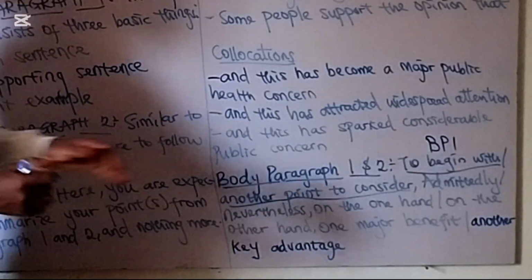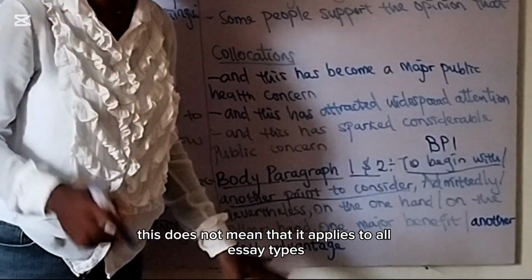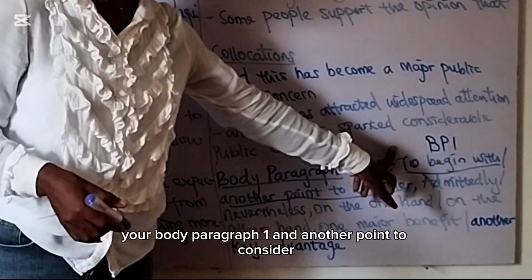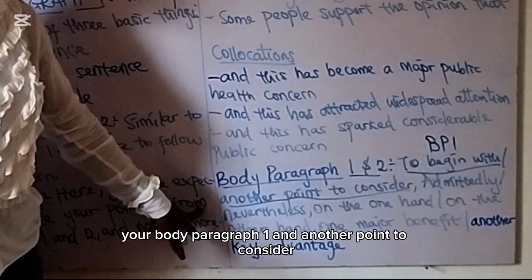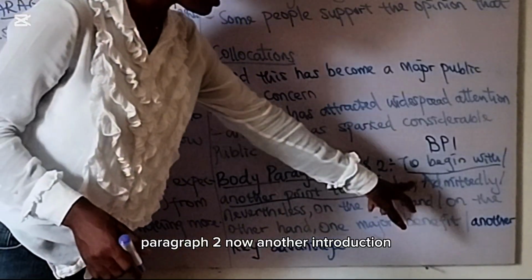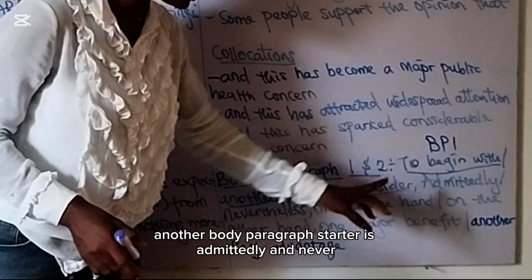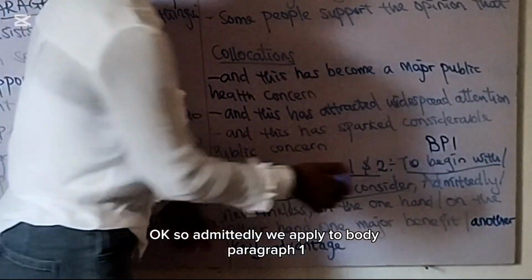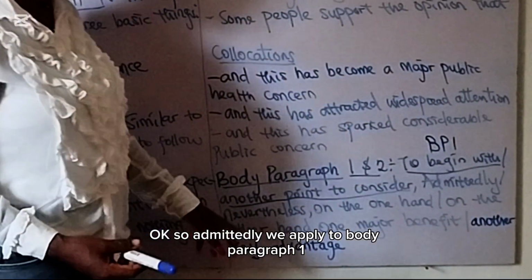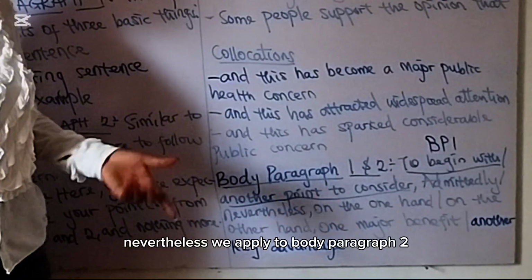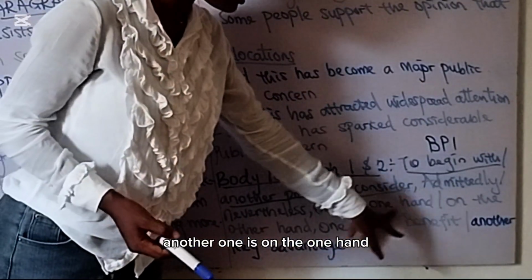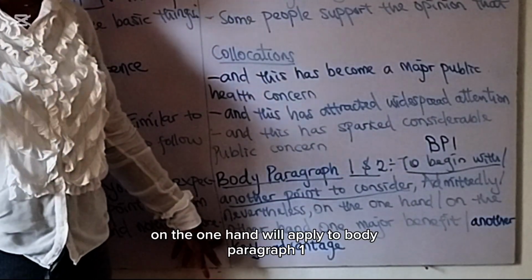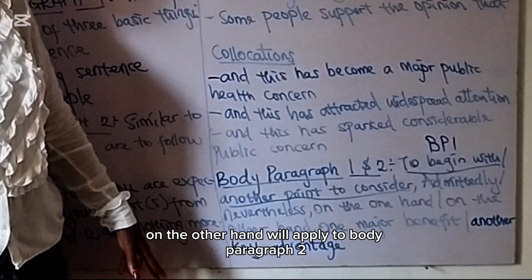Now, like I said, this does not mean that it applies to all essay types. We are going to be looking at the essay types where you can use to begin with in your body paragraph 1, and another point to consider in your paragraph 2. Another body paragraph starter is admittedly and nevertheless. Admittedly will apply to body paragraph 1, nevertheless will apply to body paragraph 2. Another one is on the one hand and on the other hand. On the one hand will apply to body paragraph 1, on the other hand will apply to body paragraph 2.